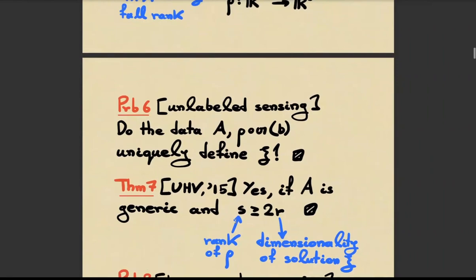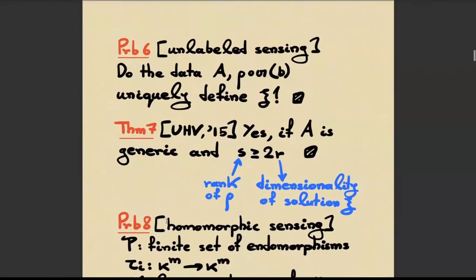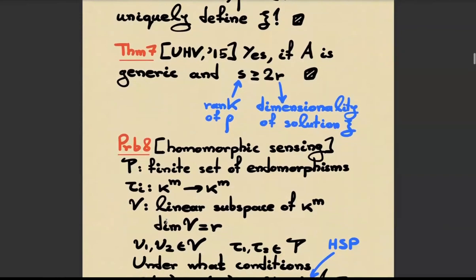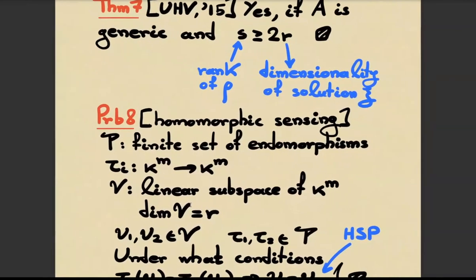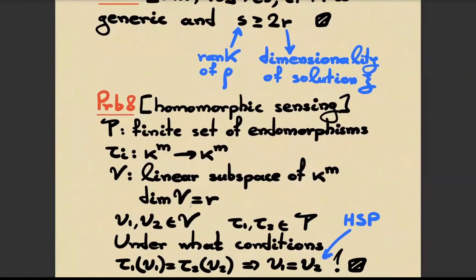Now, interestingly, this is a special case of a more abstract phenomenon, which I have called homomorphic sensing. And I will briefly mention it because it might give you some ideas later on. So T is a finite set of endomorphisms of the vector space K to the M. And it consists of little tau i's, finite. V is a linear subspace of K to the M of dimension R.